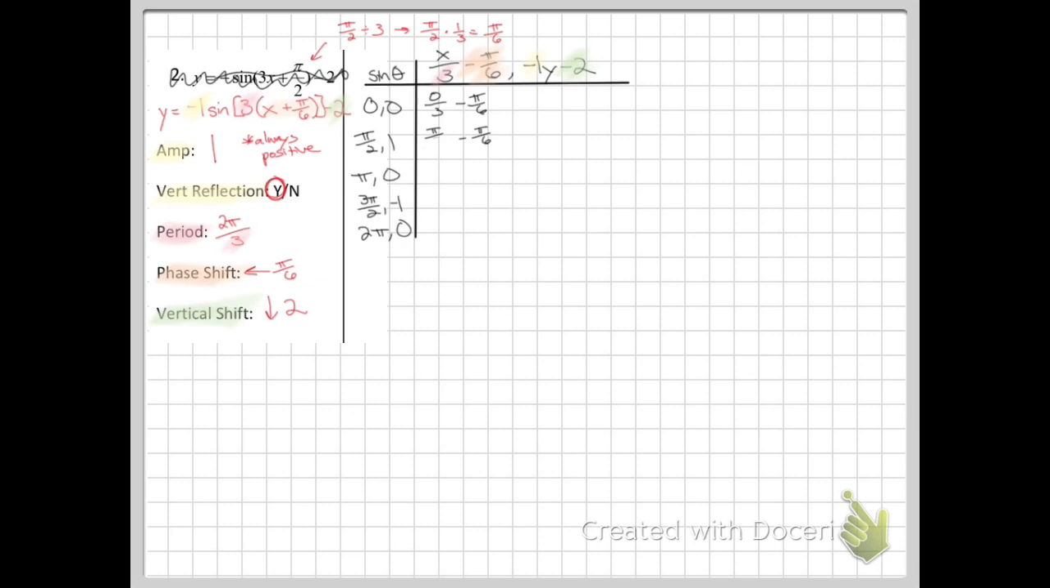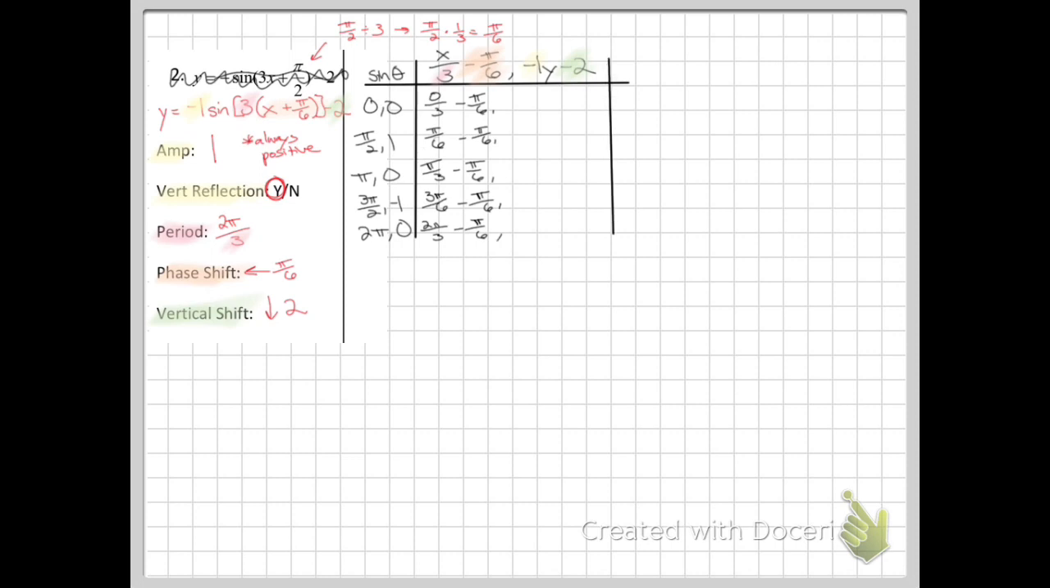So we are doing pi over 2 divided by 3, so 2 times 3 is 6. Pi over 6 minus pi over 6. Pi over 3 minus pi over 6. 3 pi over 2 divided by 3 is 3 pi over 6 minus pi over 6. 2 pi over 3 minus pi over 6. Let's work on those first.